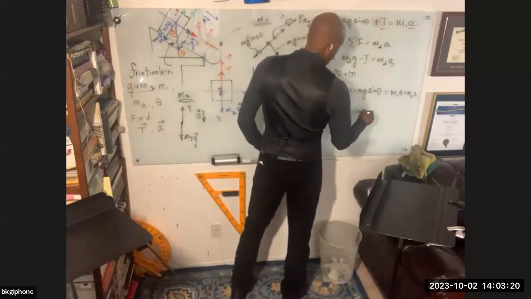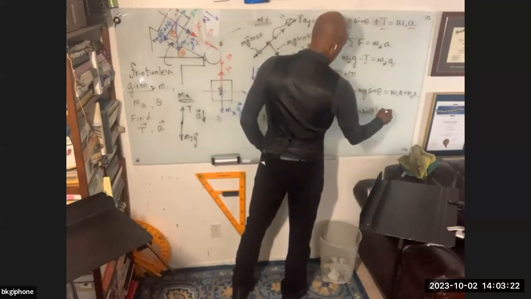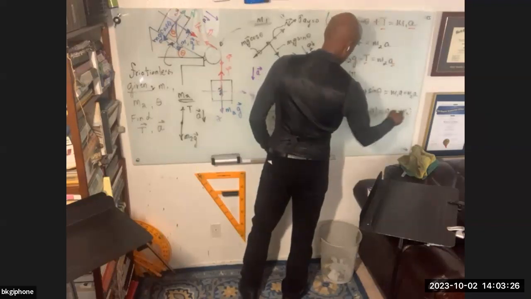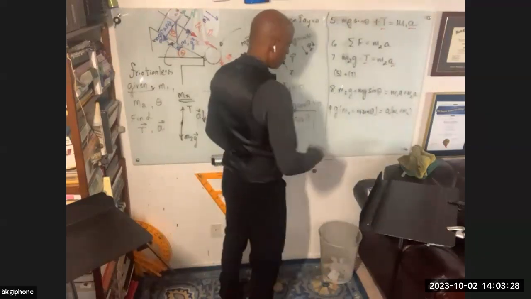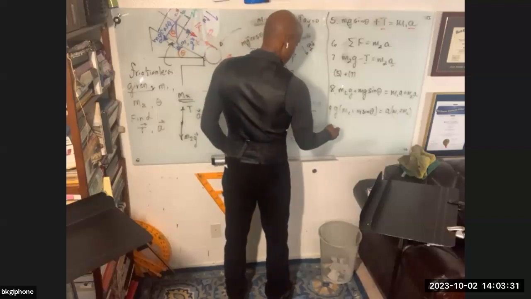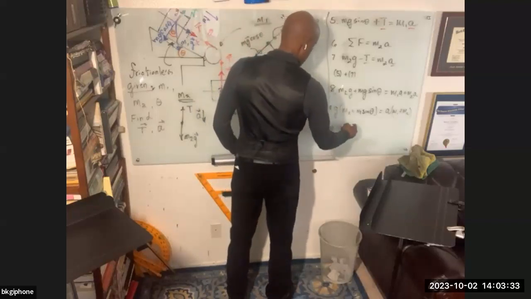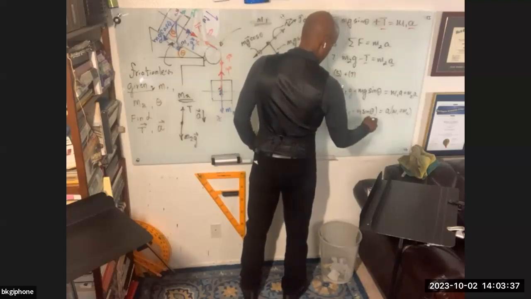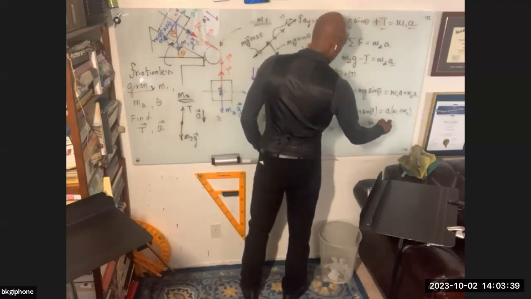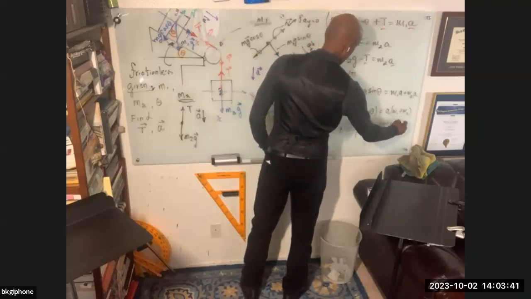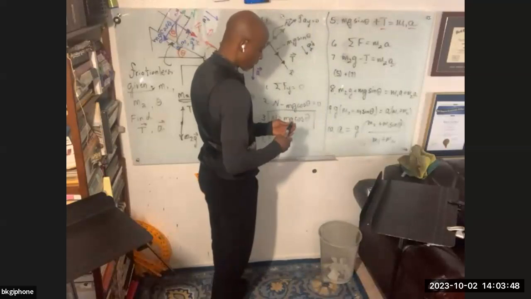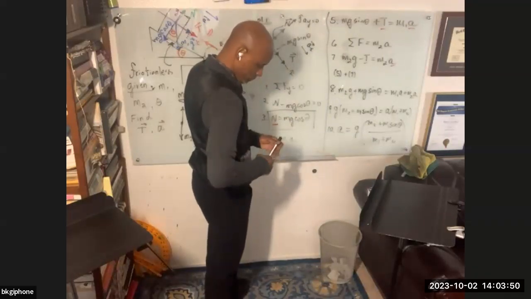So m1 sine theta equals a times (m1 plus m2). When we solve for a, the acceleration is equal to g times this ratio of mass, (m2 plus m1 sine theta) over the total inertia of the system, m1 plus m2. That's a symmetry that we see every time.